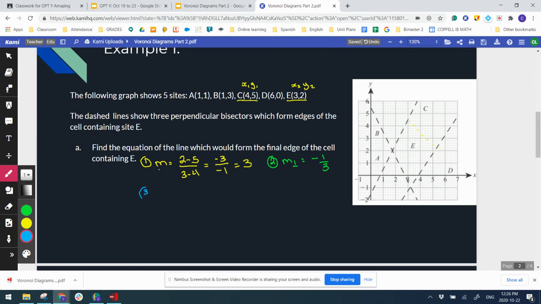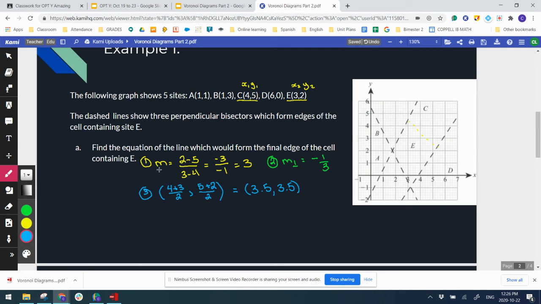Third step, we have to find that midpoint. So we need to go 4 plus 3, x1 plus x2, and we have to go 5 plus 2, y1 plus y2. So 4 plus 3 is 7, divided by 2 is 3.5. 5 plus 2 is 7, divided by 2, which is again 3.5.